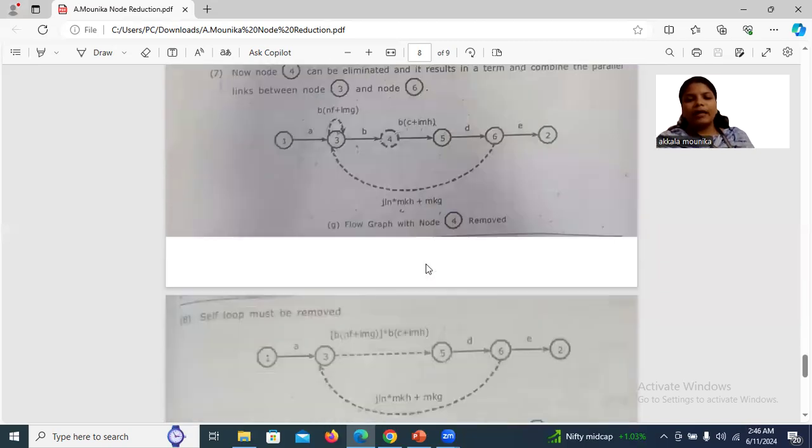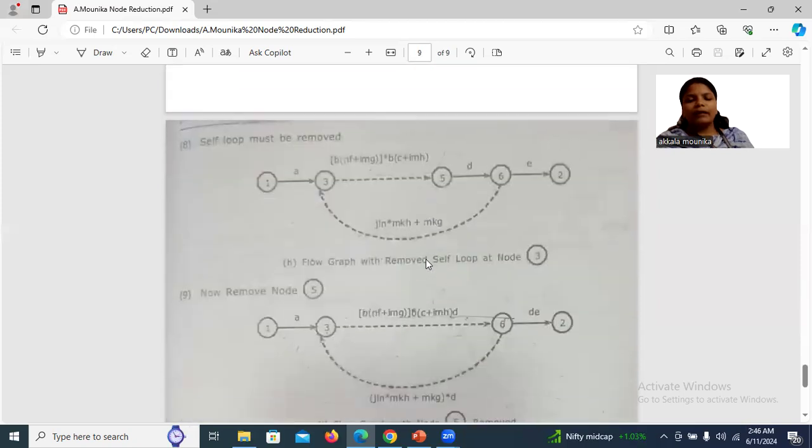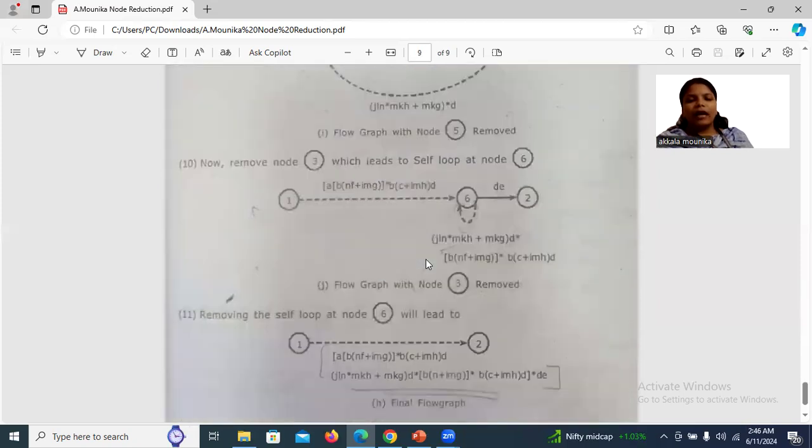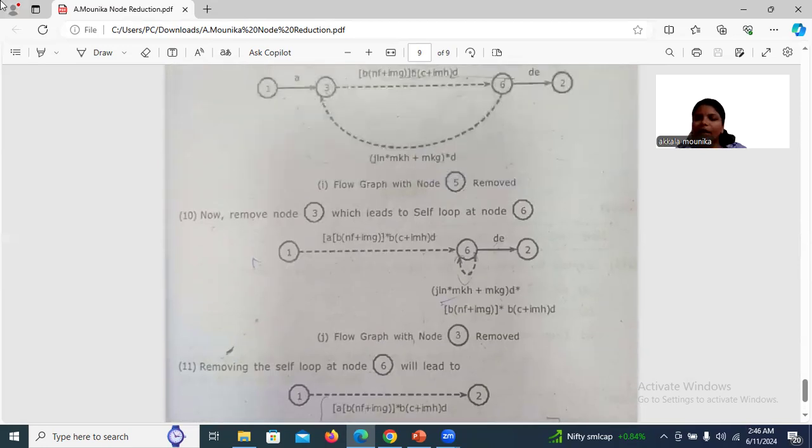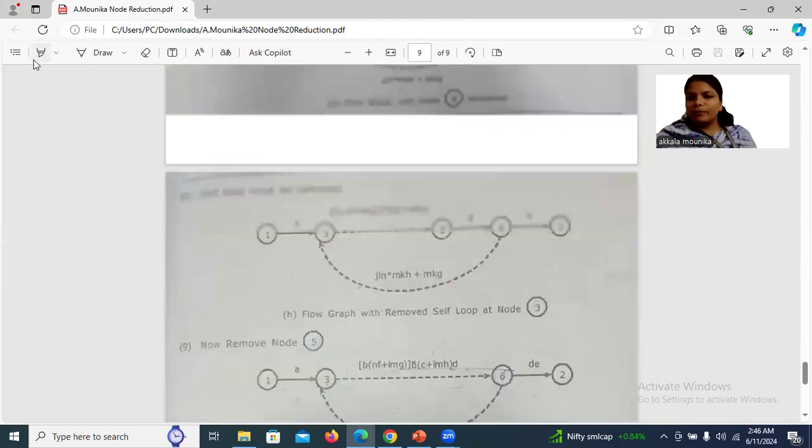Which one is eliminated next? The 4th node will be eliminated. Next is the 5th node, and next is the 3rd node, next the 6th. See, up to the last, only a single link is there. From entry to exit, only a single link is there. So this is the final flow graph. This is the final flow graph we are seeing here. So this is the node reduction procedure.